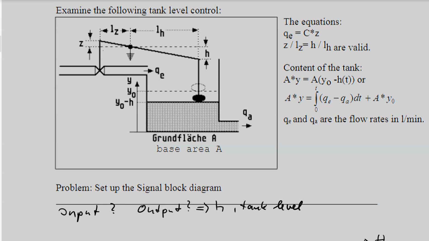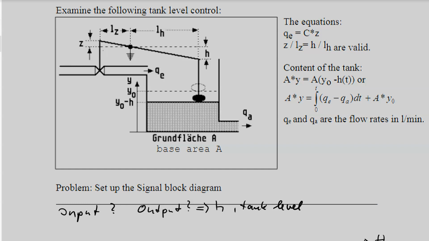Is there anything which can be influenced from the outside, or which value is dependent? We can say, okay, if H is the output, Z depends on H with the lever law. QE depends on Z with the valve law. And the H value is depending on QE minus QA.